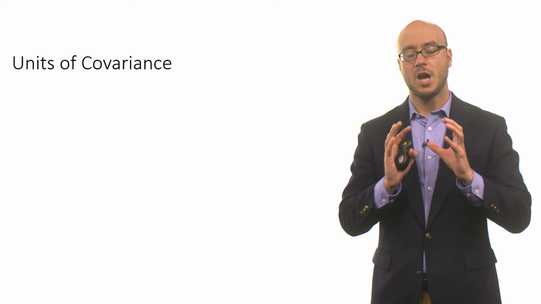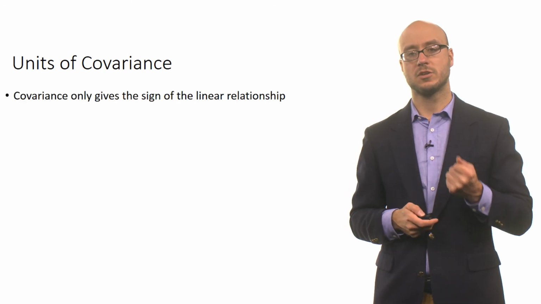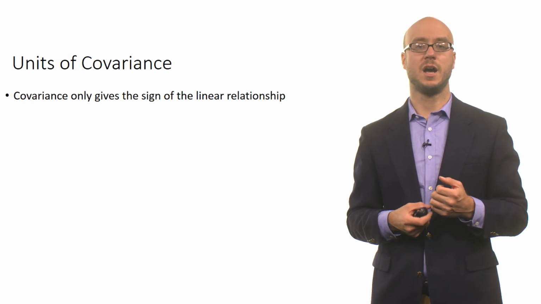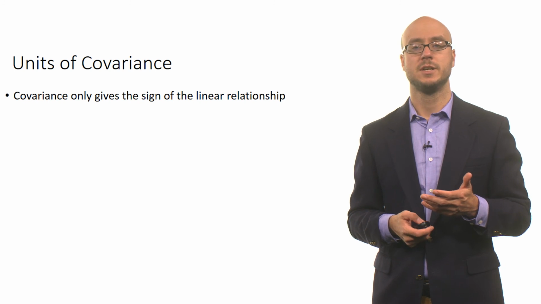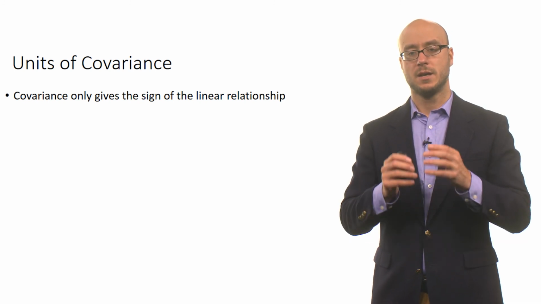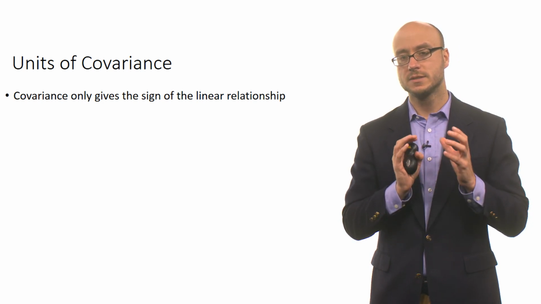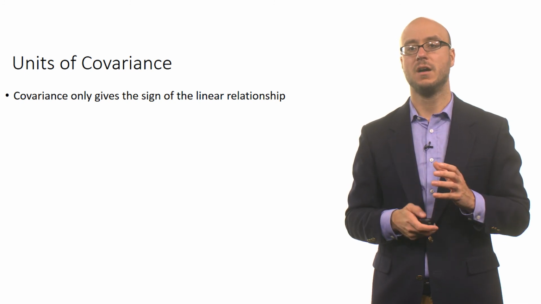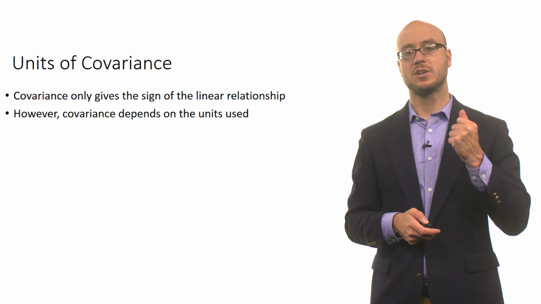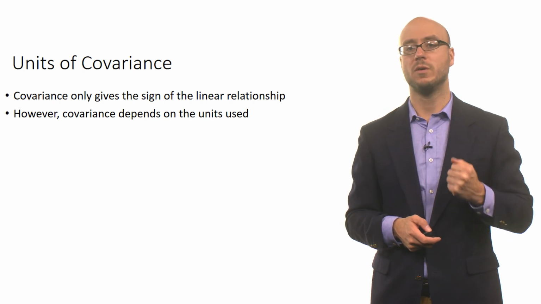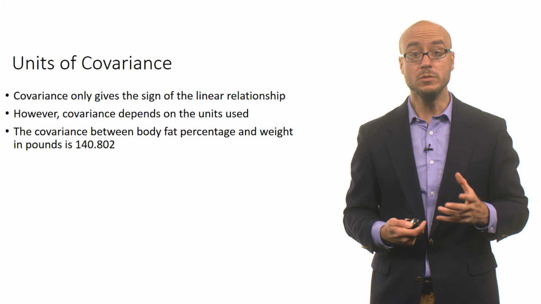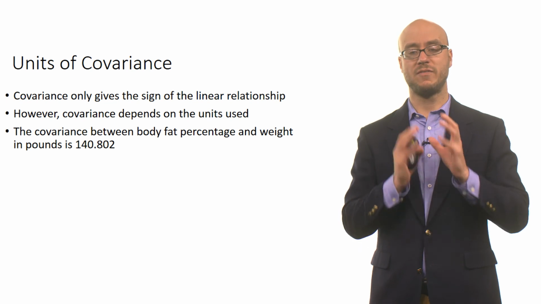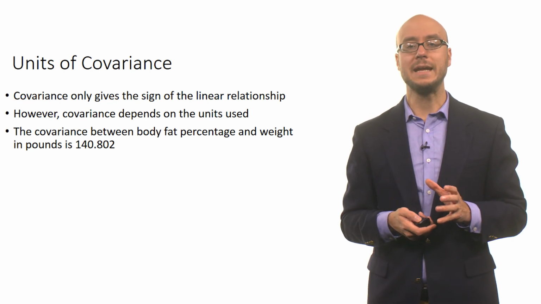Variance of x, variance of y, and the covariance of x and y are related in this way. One important point about covariance is in terms of the units. As I mentioned earlier, covariance is given in the units of x and y, so body fat percentage times weight in pounds. A related point is that, because it's expressed in the units of x and y, covariance only gives us the sign of the linear relationship. The actual numerical value of covariance depends on the units used. So in this instance of body fat percentage and weight, we found the covariance is 140.8.